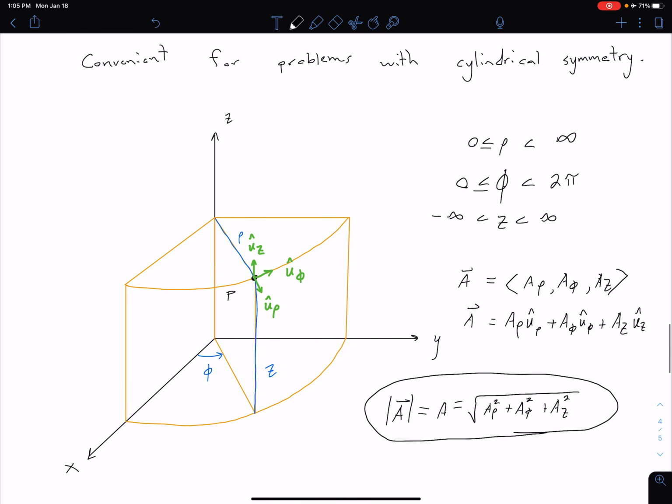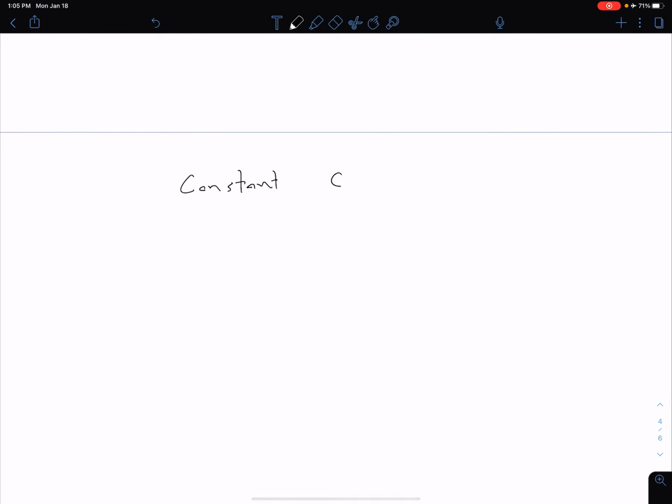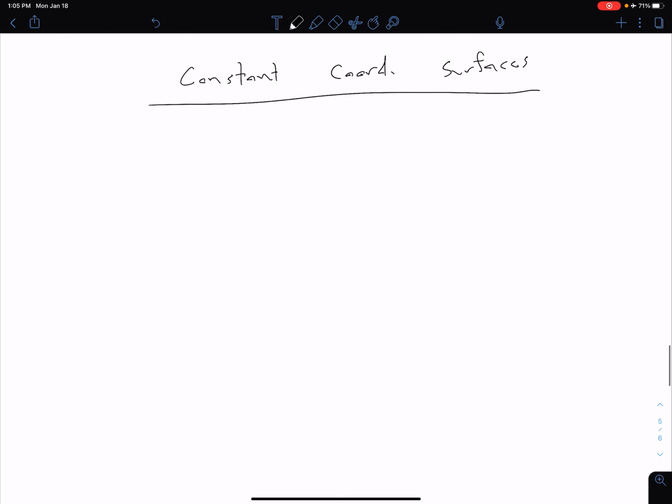Just briefly, we can also talk about our constant coordinate surfaces. So let me come down here and draw new axes. Constant coordinate surfaces. Same basic idea as with our Cartesian, but just a little bit different now that we have our rho, our phi, and our z. So let me go ahead and draw our x, y, and z. So there's z, x, and y.